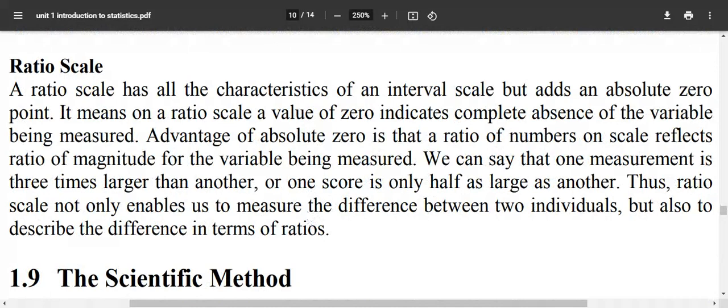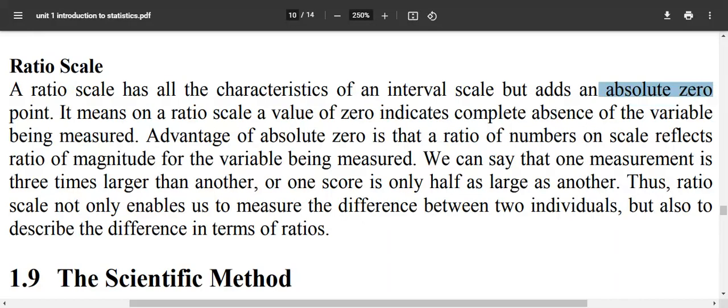Fourth one is ratio scale, the last level of measurement scale. A ratio scale has all the characteristics of an interval scale. इसमें तमाम interval scale की characteristics मौजूद होते हैं, but adds an absolute 0 point. इसमें क्या add होता है? Absolute 0. इसलिए ratio भी होती है. It means on a ratio scale, a value of 0 indicates complete absence of the variable being measured.